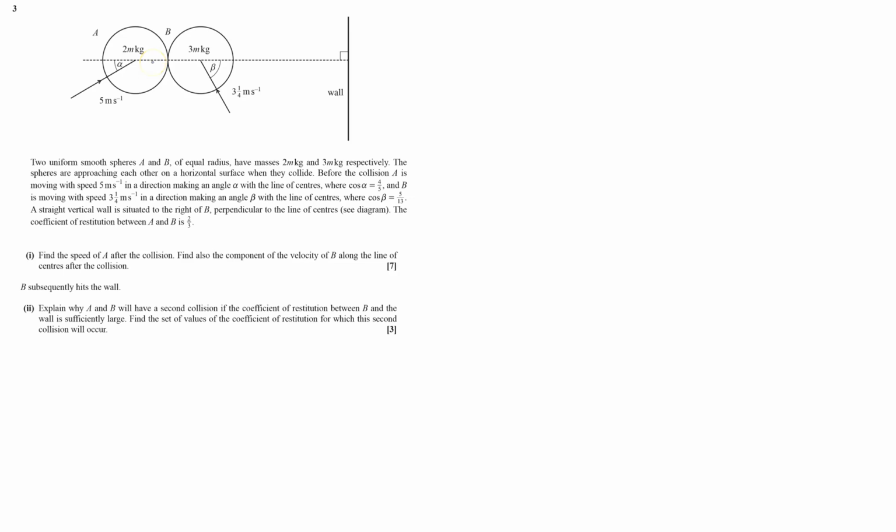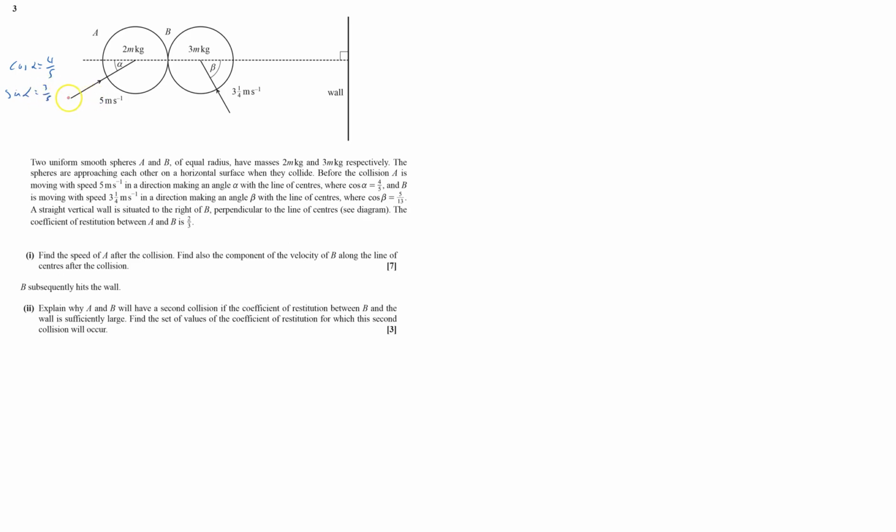Okay, these two smooth spheres are coming together. We've got the masses given, and A is moving at 5 meters per second in a direction where cos alpha is 4/5. So cos alpha equals 4/5, our 3, 4, 5 triangle. So that means that sine alpha equals 3/5.